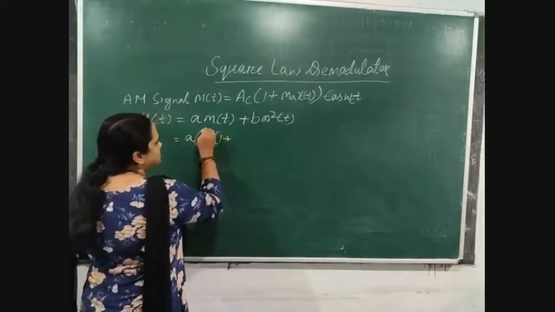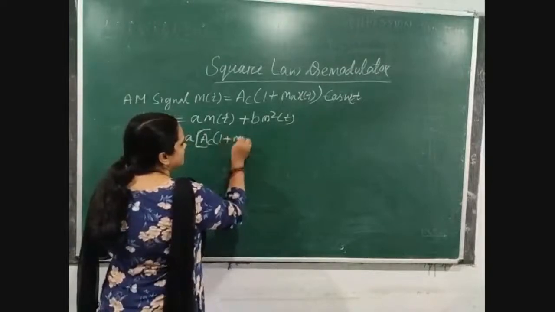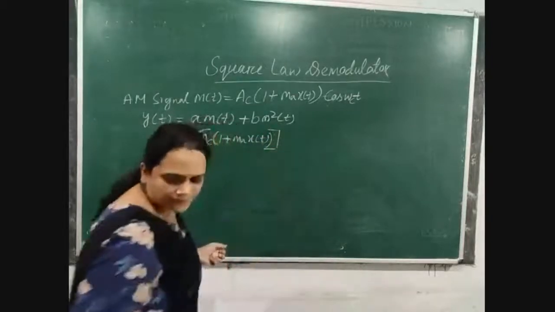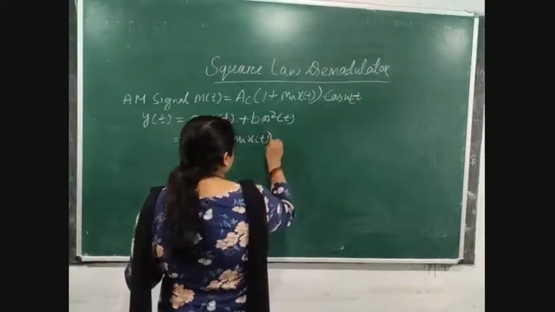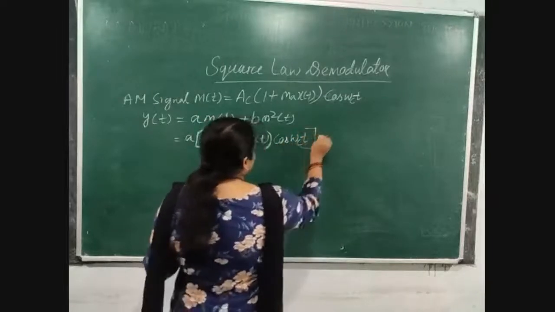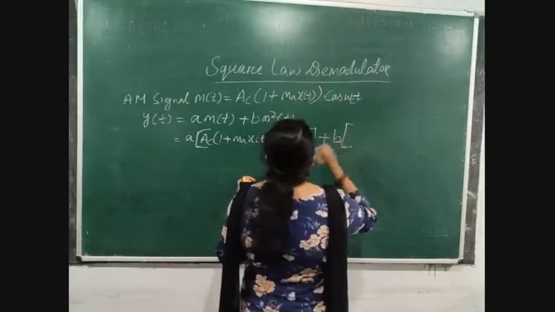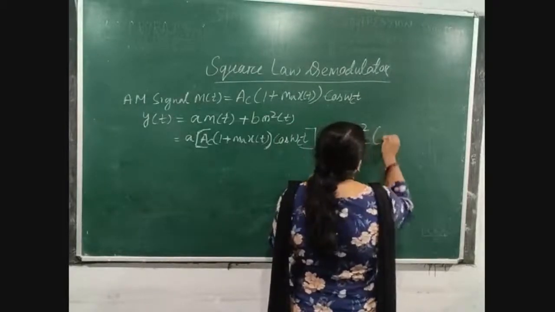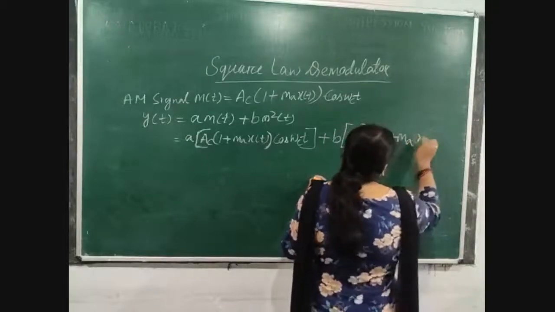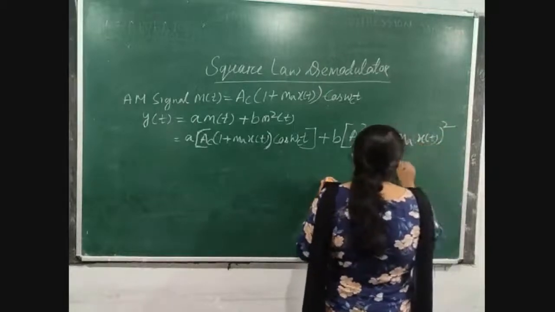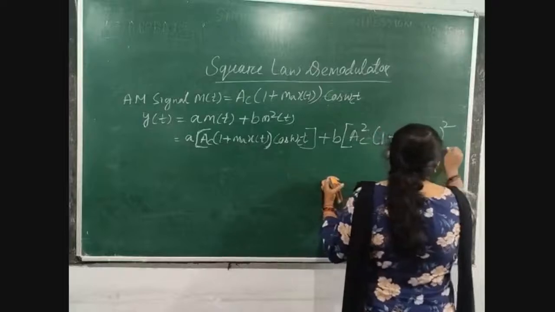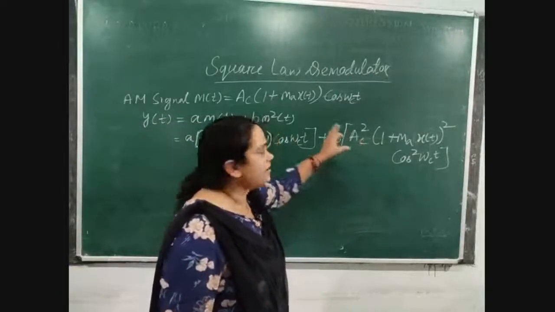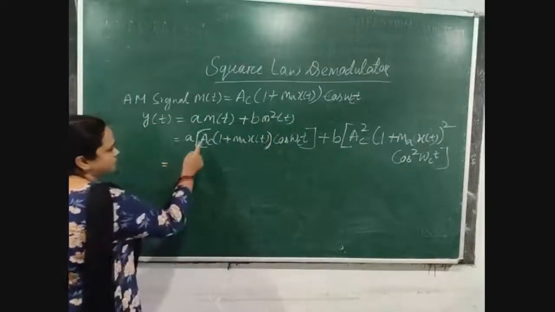a Ac into 1 plus ma x of t cos omega c t plus b Ac square into 1 plus ma x of t whole square, then cos square omega c t. So a into the value of m of t, b into the square of the value of m of t. Then we solve the equation. First we open up the bracket.